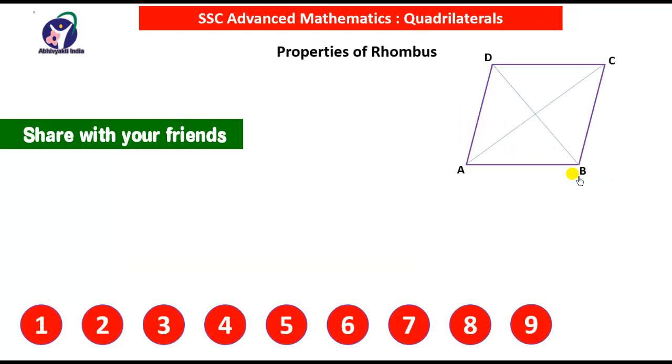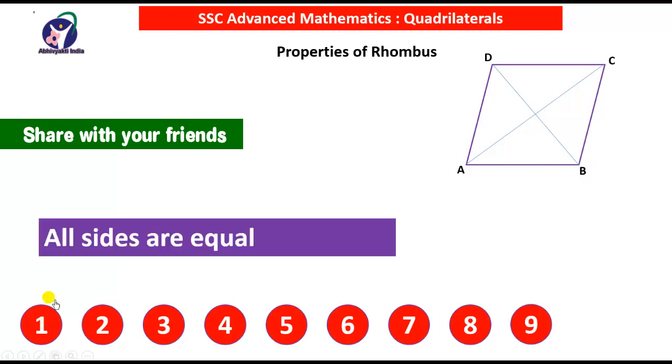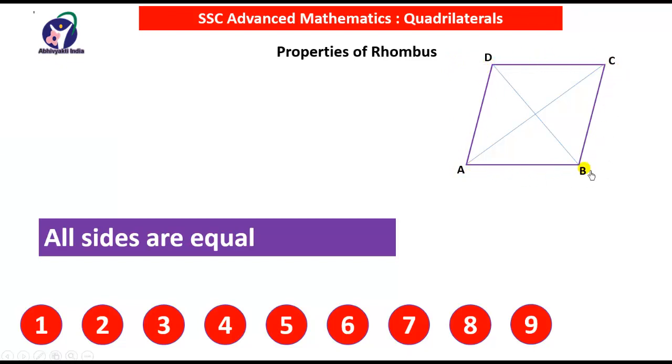Now we will see the properties of rhombus. Here is the first property, that all sides are equal. ABCD is a rhombus, and a rhombus has all its sides equal, as that of the square too has all sides equal. But here all angles may not be of 90 degree or maybe 90 degree.